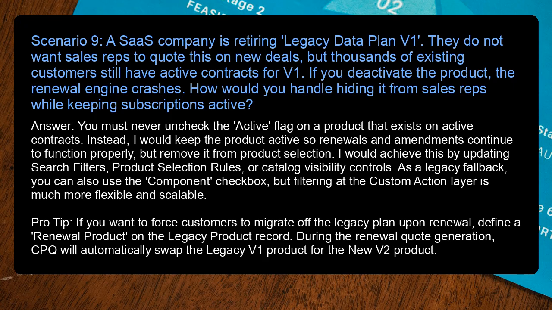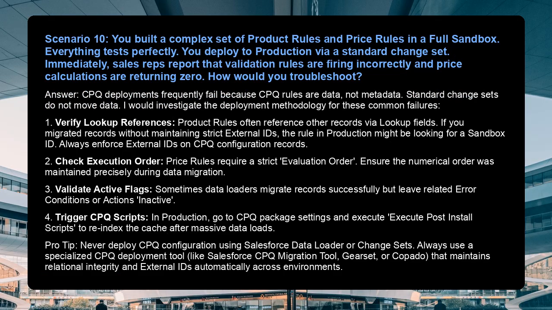Pro tip: if you want to force customers to migrate off the legacy plan upon renewal, define a renewal product on the legacy product record. During the renewal quote generation, CPQ will automatically swap the legacy V1 product for the new V2 product. Scenario 10. You built a complex set of product rules and price rules in a full sandbox.